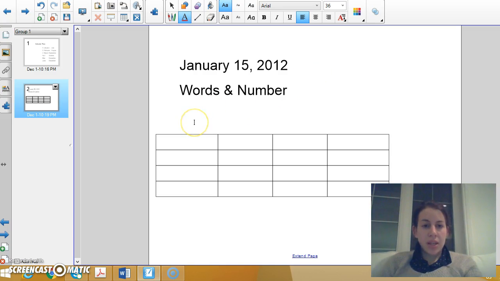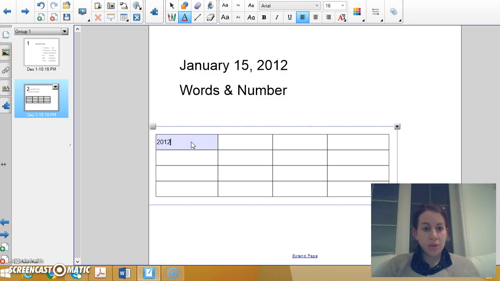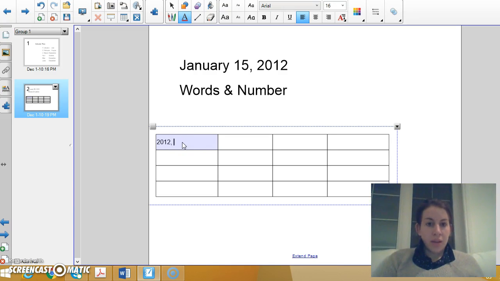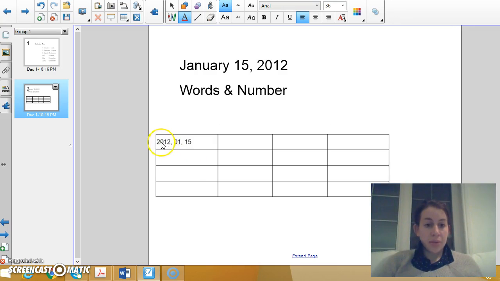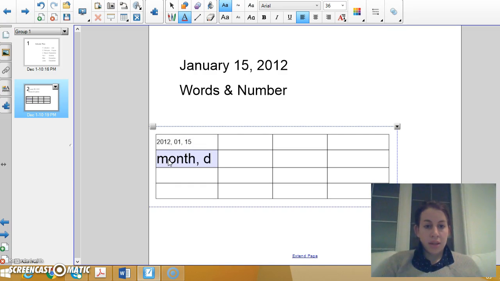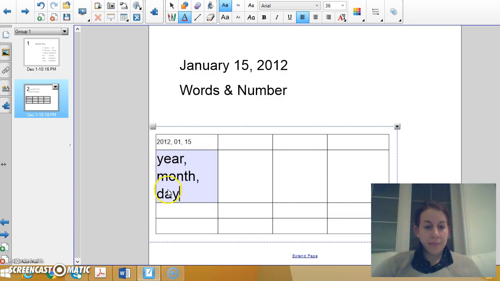But guys and girls, I want to teach you today that there are different ways that we can write the date. We can write the date just using numbers. So for example, I might say 2012/01/15. This would say the year was 2012, the month is the first month, and I always write 2 digits, and the 15th is the date. So this one is year, month, day.